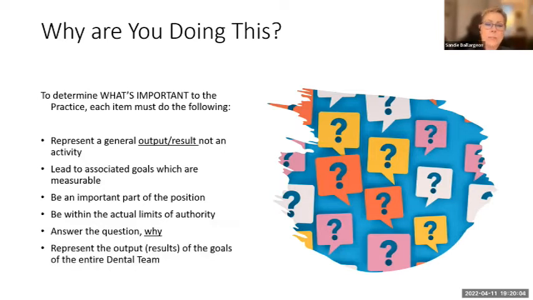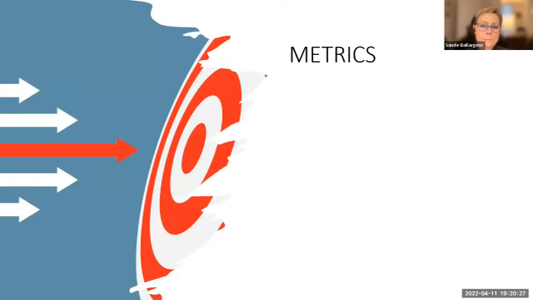So the outputs should answer the question, why? Why do you want to increase revenue? Why do you want to decrease expenses? What are your goals and objectives there? And the results of the goals should be the output of the entire team. So everybody works together on this, but everybody has the authority and the ability within their individual role.